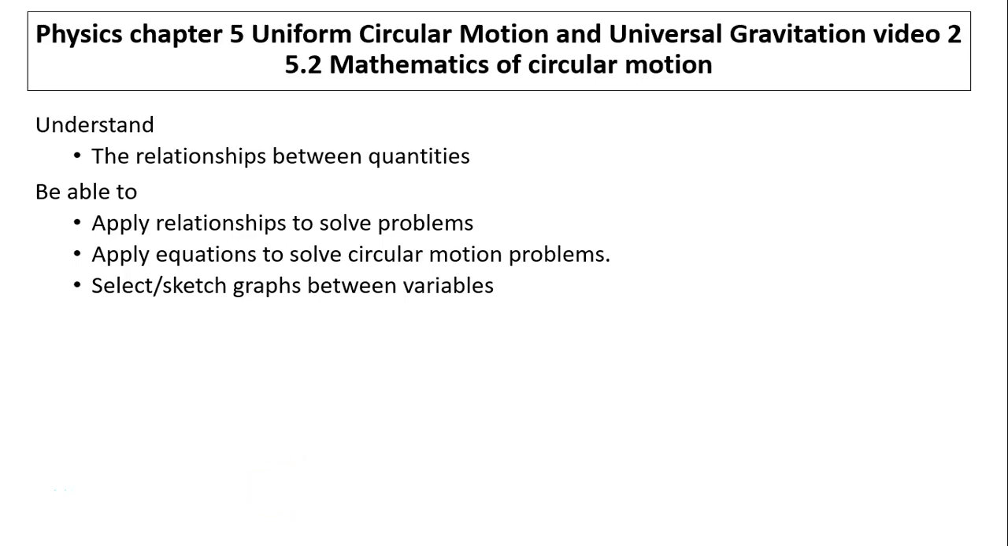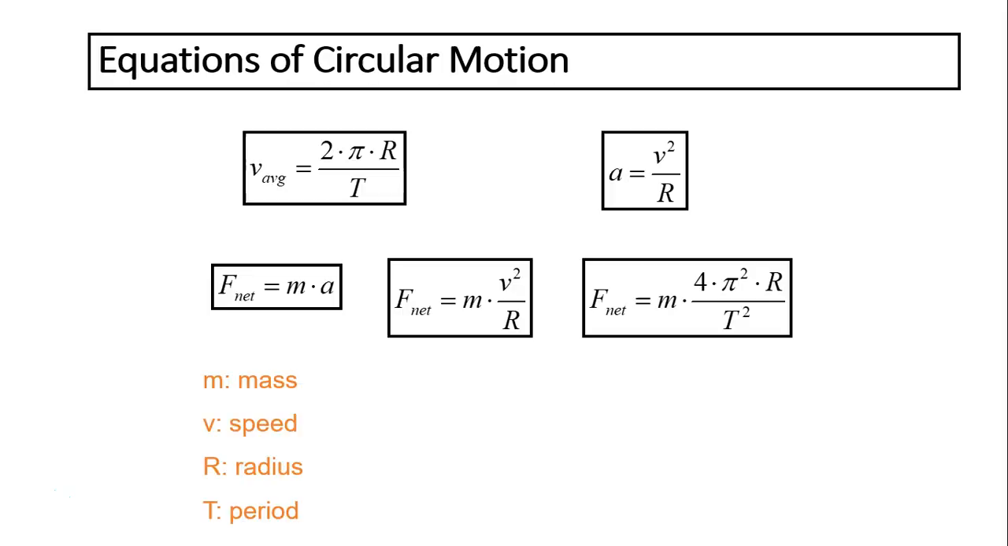This is Physics Chapter 5, Uniform Circular Motion and Universal Gravitation, Video 2. Today's topic is Mathematics of Circular Motion. The objectives are to understand the relationships between quantities, to be able to apply relationships to solve problems, to be able to apply equations to solve problems, and select graphs between variables.